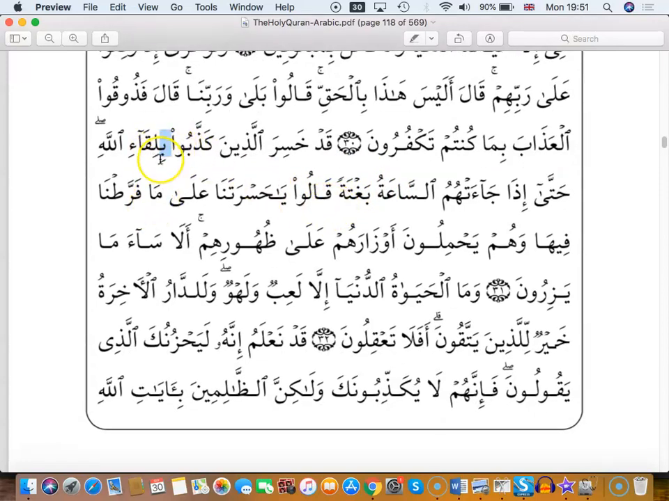Bi liqa illah. Liqa means meeting of Allah. Yeah, with the meeting of Allah. So كذبوا. What's kadhabu? Yeah, to lie or to call a liar, to deny. So kadhabu means what? They denied what? With the liqa of Allah, the meeting of Allah.